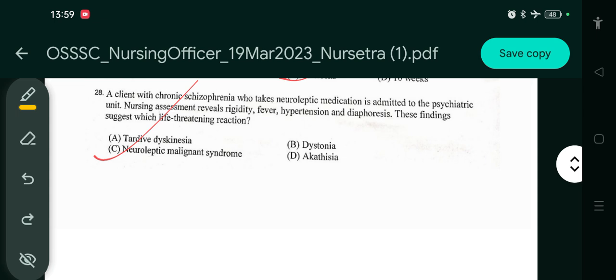Why not the other options? Option A, tardive dyskinesia. Tardive dyskinesia is like sudden twisting of the neck and lip smacking. These are the symptoms of tardive dyskinesia. Here this symptom is not mentioned, so option A is eliminated. Option B, dystonia. Dystonia is like a sudden twisting of the muscle. So option B is incorrect. Akathisia means restlessness, so option D is also incorrect. Here option C is correct.